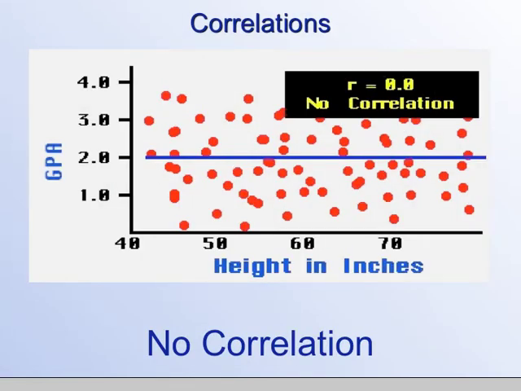Here is no correlation. There doesn't seem to be any order to it. If there's height in inches, how tall you are, how does it affect your GPA? Well, is there any effect? Absolutely not. It doesn't matter if you're 70 inches tall, you may have a 4.0 or you may have a 2.0. No one really knows. There's no correlation.